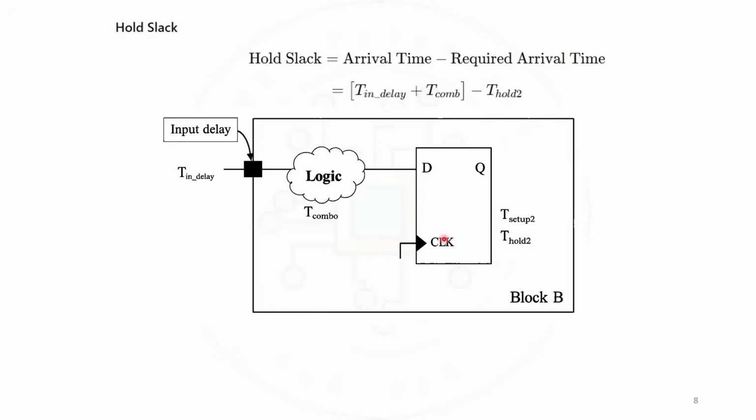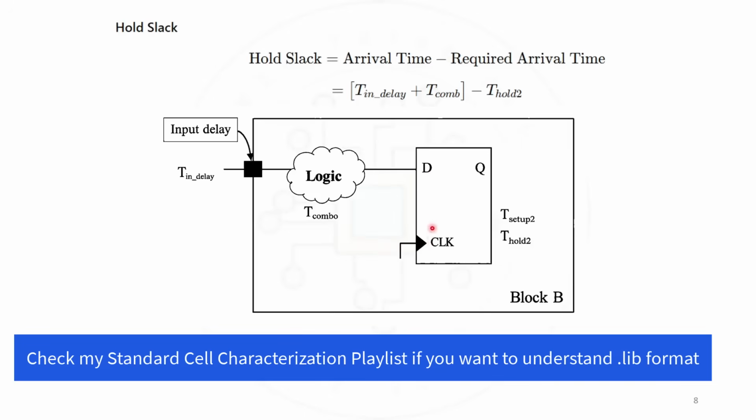Why? Because launching and capturing will be taken at the same point for hold. So that's why there is no need of T clock here. Simply, hold slack is arrival time minus required time. Arrival time is this input delay followed by T combo, whereas required time will be the hold time within this D flip-flop. You will get this particular value from the .lib.